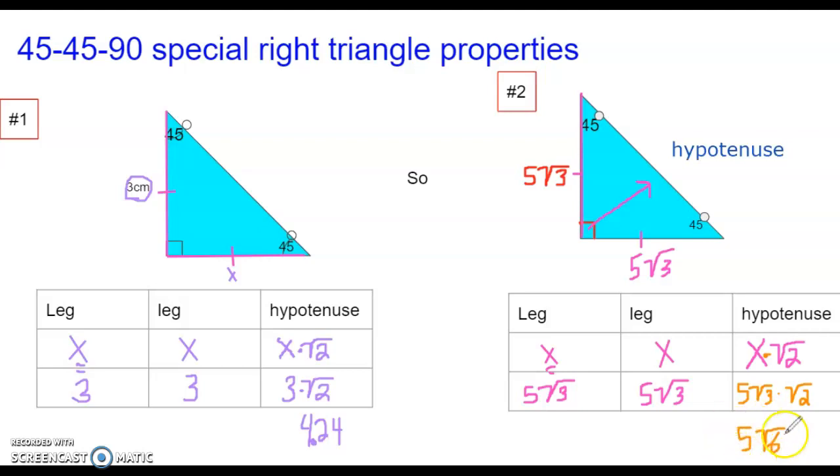You can leave your answer like this, or you can get a decimal form if you want to see what the decimal number is. Go ahead and find a decimal form of that number. So your answer is 5 square root of 6. So the length of the hypotenuse, this length right here, is 5 square root of 6. If you want to see what that number is close to, you just find the square root of 6 times 5, and it should give you 12.2 rounded.